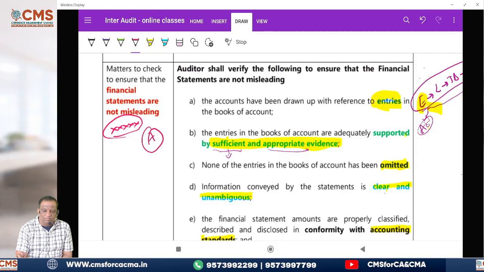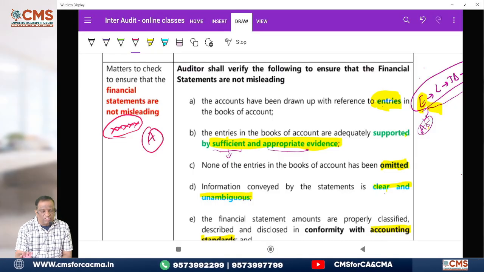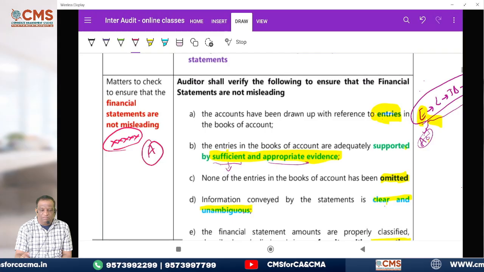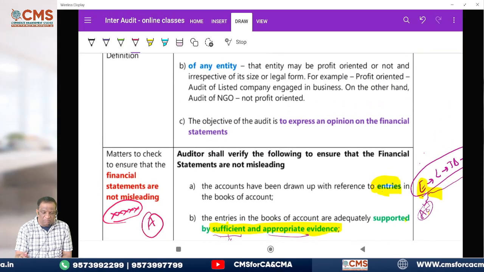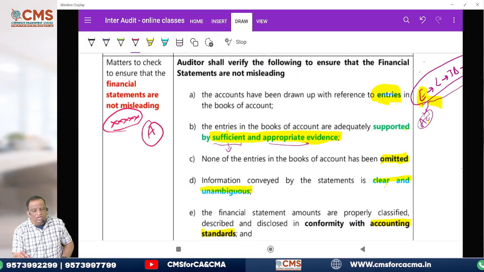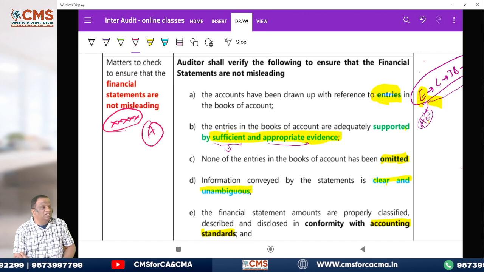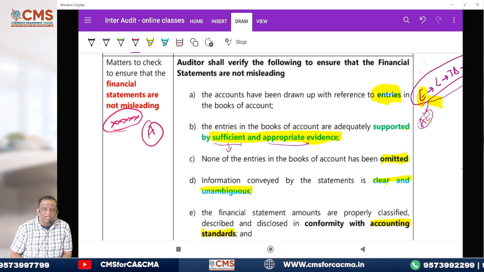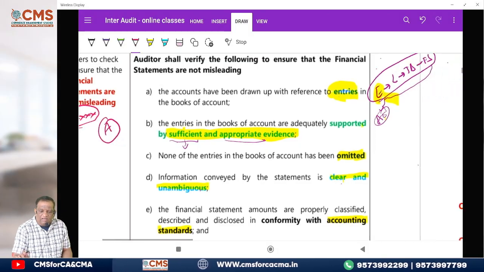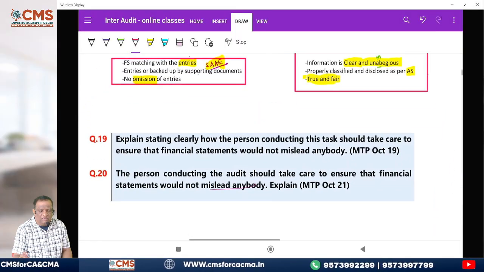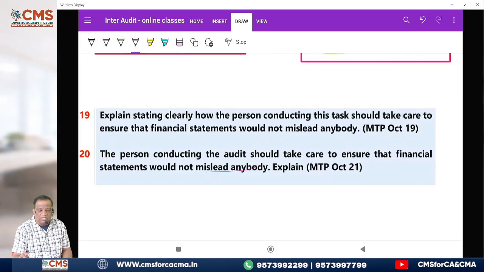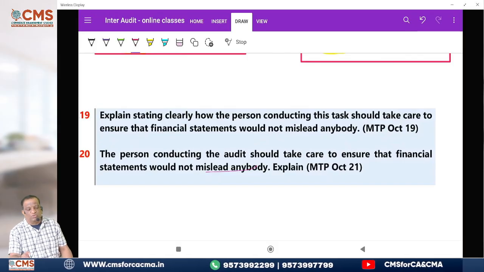And particularly after your new syllabus, there are new contents which are gaining momentum. So keeping that in mind, what you are seeing here is the most important one, very repeatedly asked in recent times. As an auditor, my objective is to express opinion on the financial statements. But while doing so, what do I have to verify before I sign, to ensure that financial statements are not misleading? Before I sign, I want to have confidence that these financials are correct. Since it is a repetitive question, you can see multiple questions being asked, like: explain how the person conducting this task should take care to ensure that financial statements would not mislead anybody.